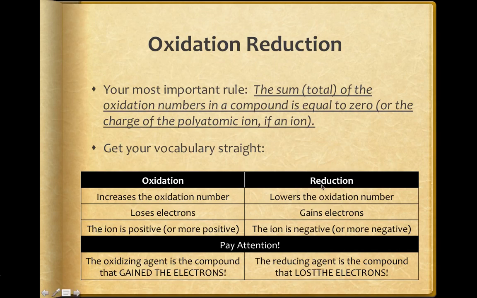If there is reduction, then it lowers the oxidation number. It gains electrons, which means it makes it more negative. Electrons are negative, so it makes it more negative. Okay?